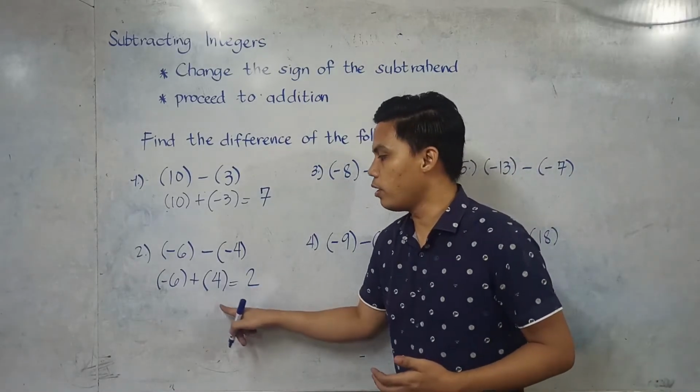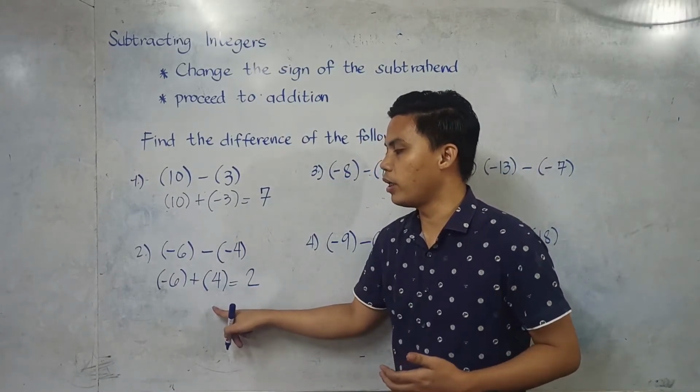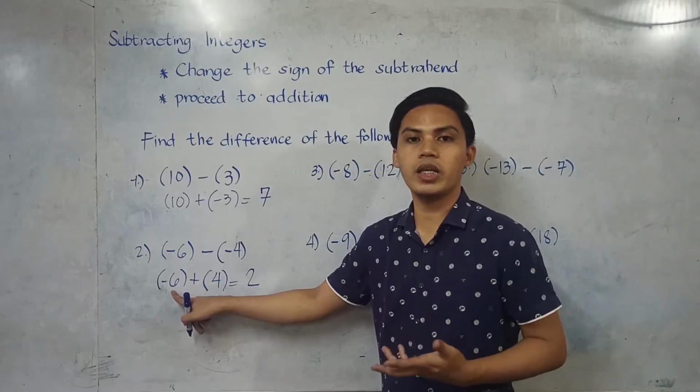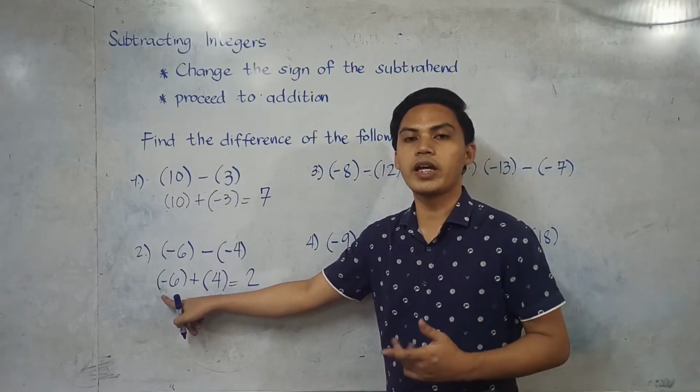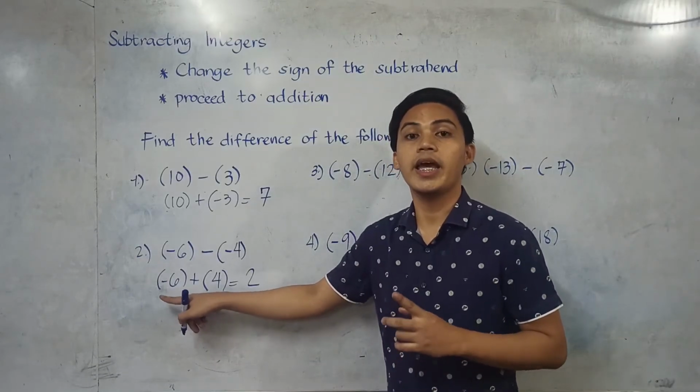Then, G, copy the sign of the integer with the greater absolute value. So, sa kanilang dalawa, yung mas may malaking absolute value is si 6. So, ano ang sign ni 6? Ang sign ni 6 is negative. Kaya ang final answer natin ay magiging negative 2.